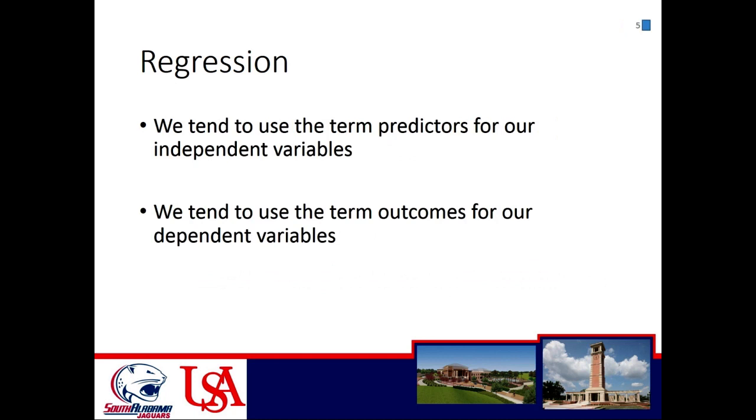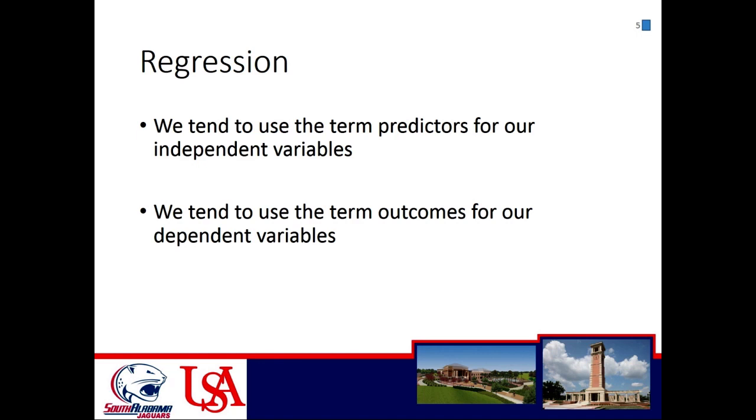So we tend to use the term predictors for our independent variables. So these are the variables that we think influence something else. And we tend to use the term outcomes for our dependent variables. So we tend to use the term outcomes for the variables that are influenced by something else. So predictors do the influencing, outcomes take that influence. Predictors are what cause something else to happen, and then the outcomes are what are caused.